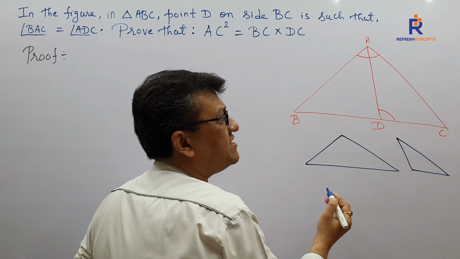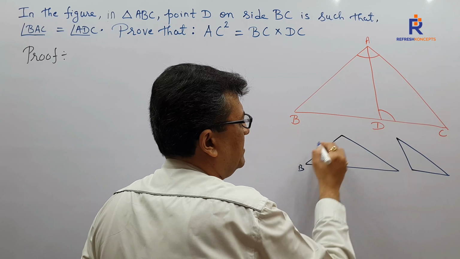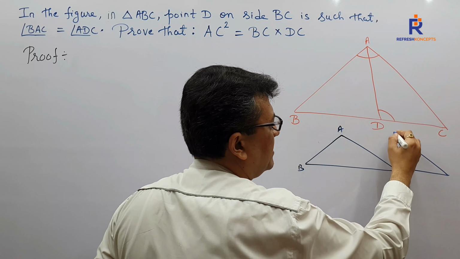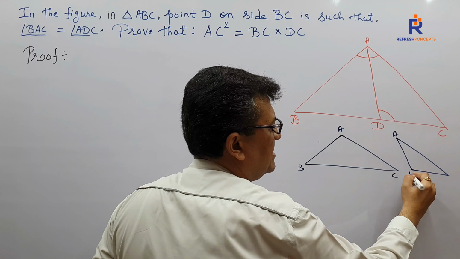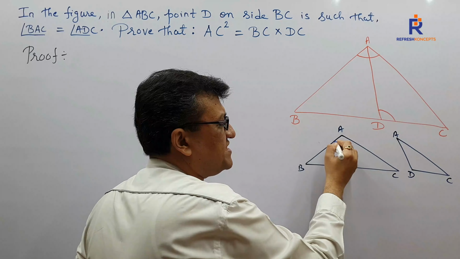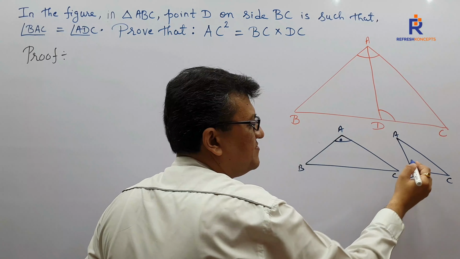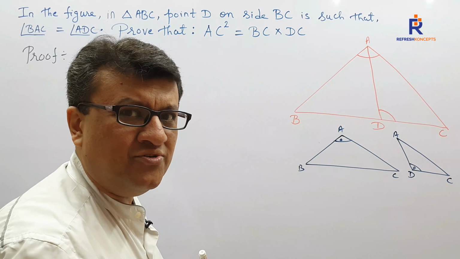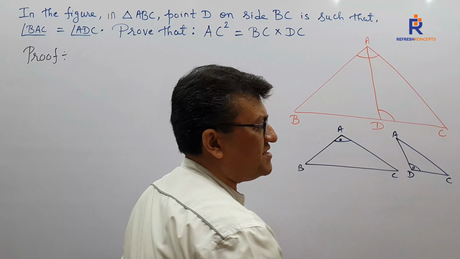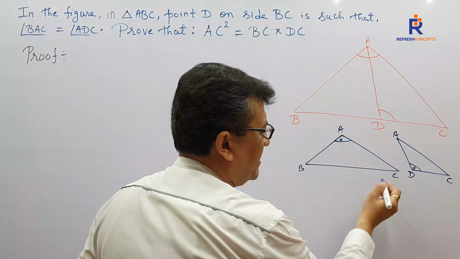There is ADC. So if I say this is my BAC and this is my ADC, they have already stated that angle BAC is congruent to angle ADC. What can you see? What is the other thing? The other thing is nothing but angle C common.